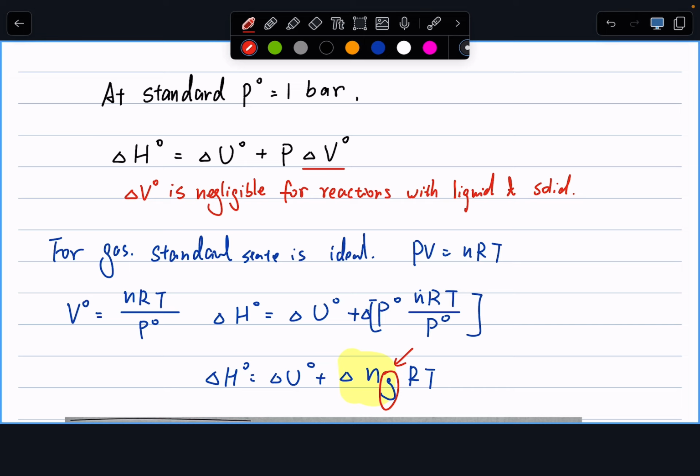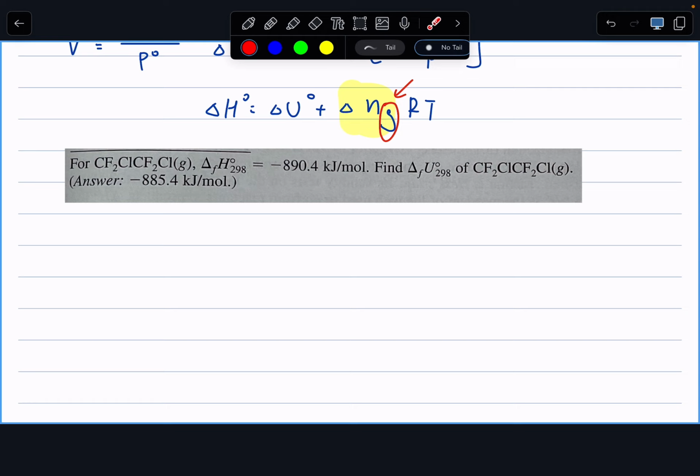Likewise, we can see one example here just to quickly see how to apply this. In this reaction, let's say we have a random gas molecule, CF2Cl. We give you the heat of formation of this molecule to be a number. Can you calculate the standard internal energy of formation of this gas molecule?